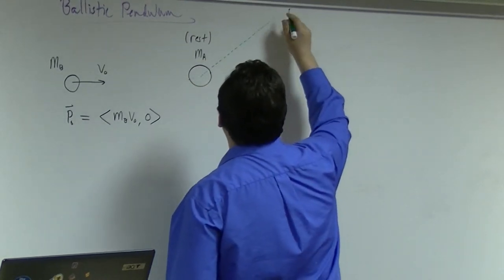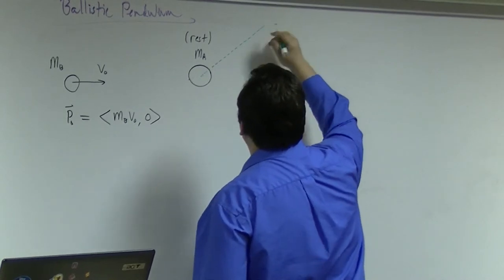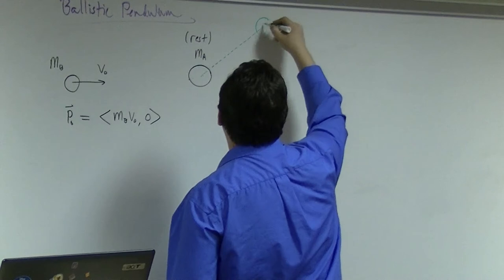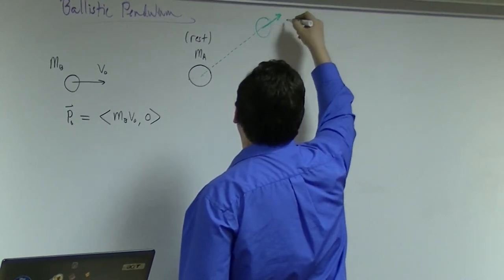I guess that's the difference between me and somebody who can actually play pool. How you choose the glancing blow will determine how this one goes off in this direction.